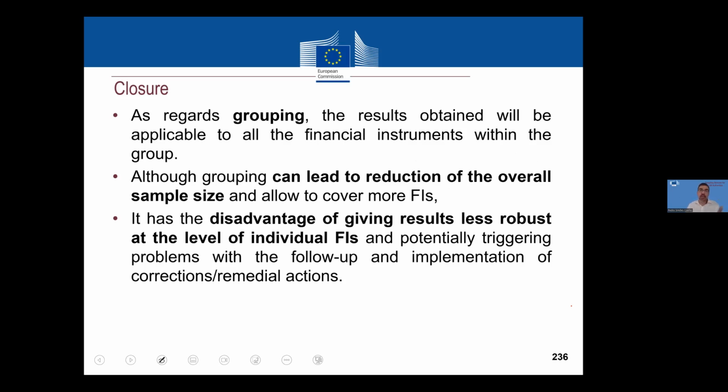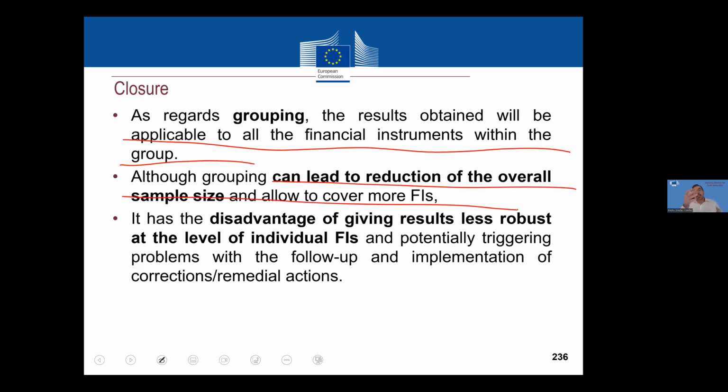One thing is for sure, and what I'm going to say to you is not a novelty, is not specific to financial instruments. It's common to all sampling methods, which is the following. When you group, you already know that the conclusions that you will obtain will be applicable to all the financial instruments within the group and not to each financial instrument individually. What is the advantage of grouping? As for the normal expenditure, the big advantage of grouping is the possibility to reduce the sample size, of course. If you group 3, instead of having to take 3 samples, you can just take 1 sample.